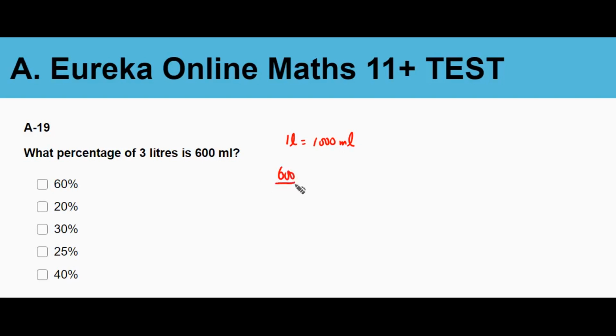Now, 600 divided by 3000 milliliters. You can cancel 20, you can cancel 20. So 6 over 30, you can divide by 6, which makes 1/5. So the decimal is 0.2. From the decimal to the percentage, you need to multiply by 100, which makes 20%. Now the answer is the second one.